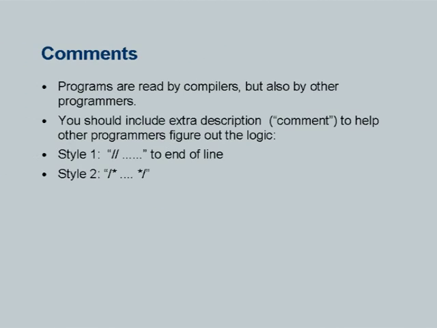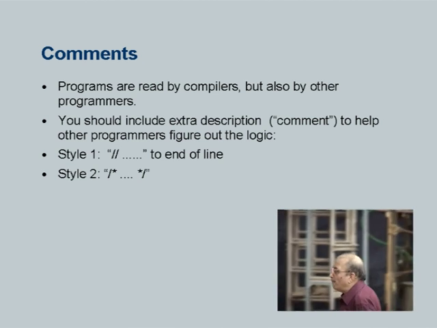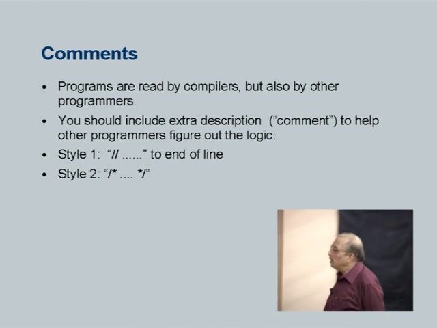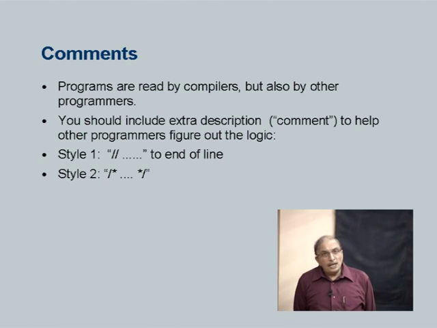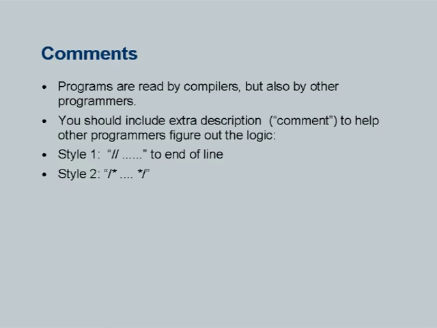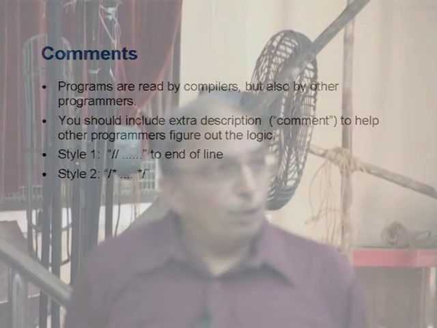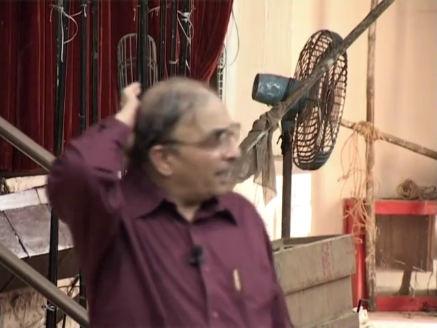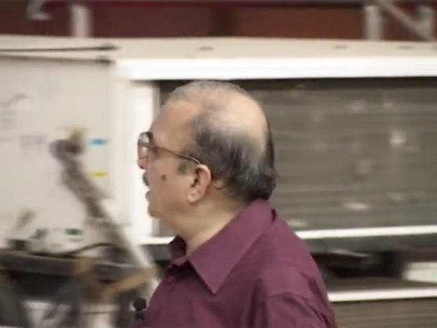Next. You must write comments, as I had already explained to you last time, because programs are read not only by Dumbo compilers, but also by other programmers. So extra description. The first style is slash slash. That's the kind of comments we have been seeing. There is another, older comment style which comes from the C programming language, where for an entire line or multiple lines, you start with slash star and then keep writing commentary, a complete paragraph if you want. At the end, you put star slash. The whole paragraph is treated as a comment. This style is recommended only in certain cases. Ordinarily, that may not be a good idea. We shall see why later.